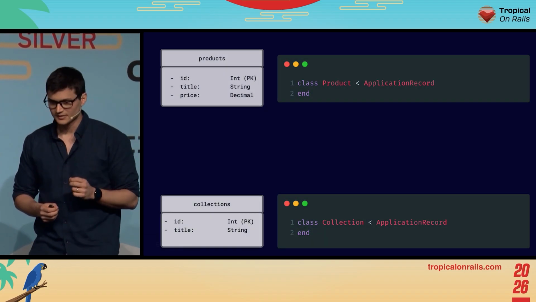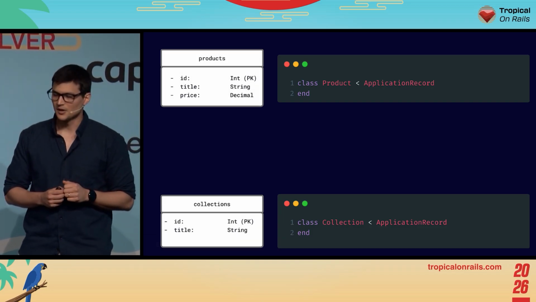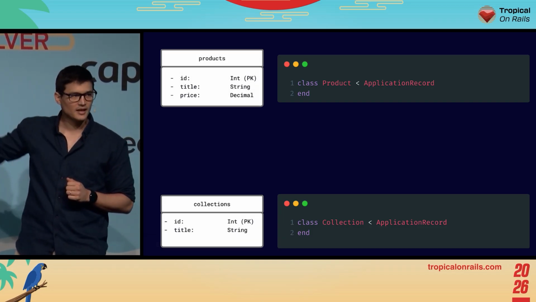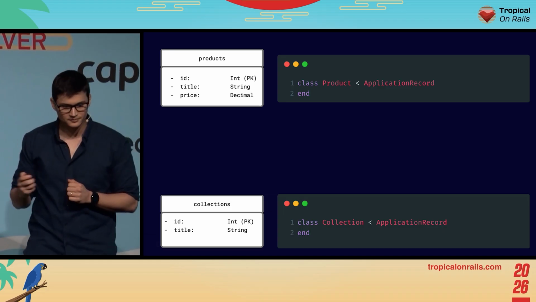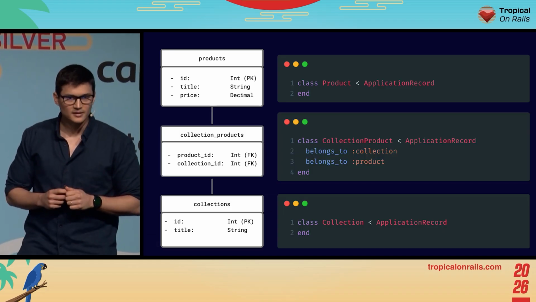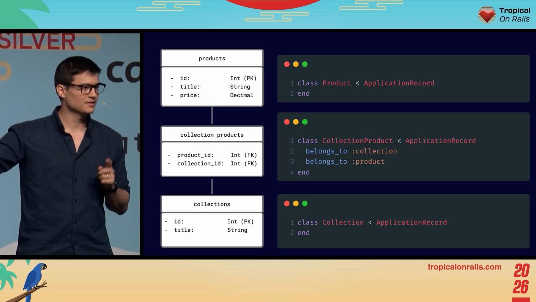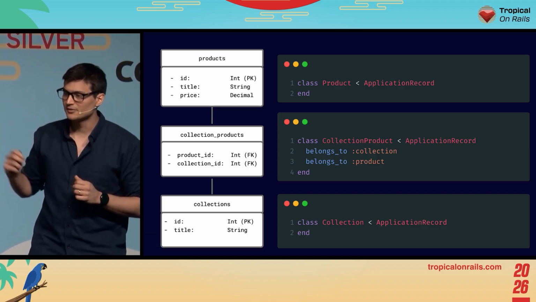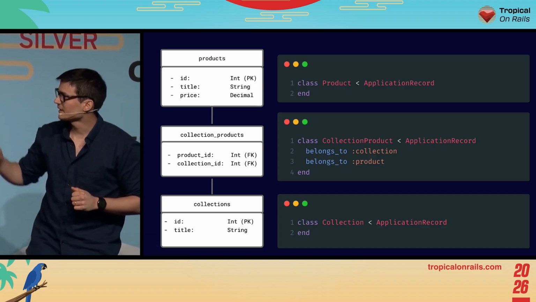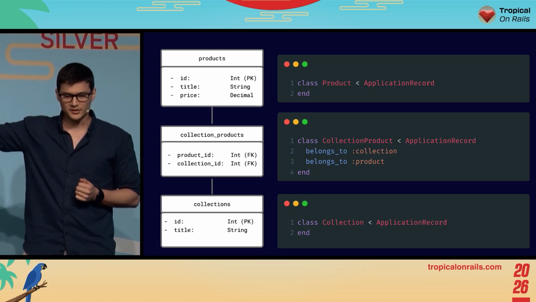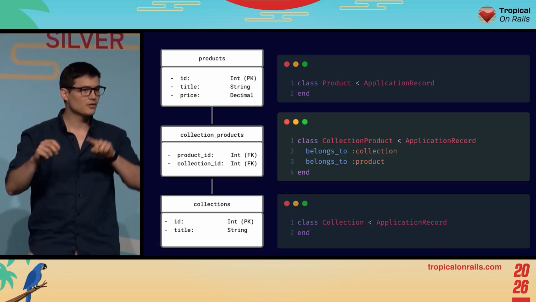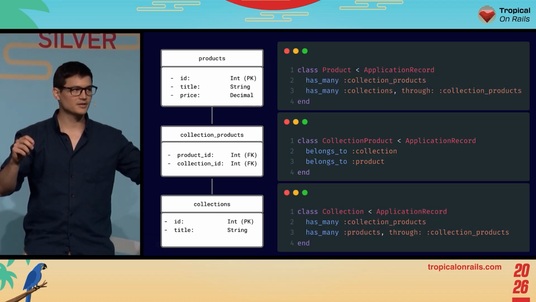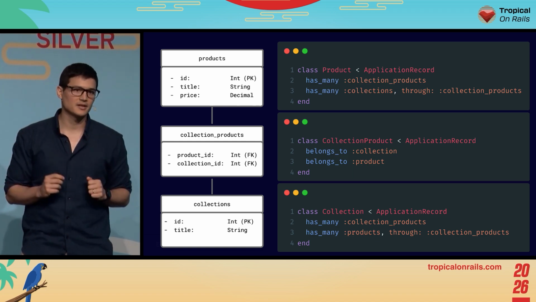Let's implement the models in the active record layer. We will start with the product and the collections active record model. The intermediate table belongs to the product, it belongs to the collection. This is a classic many-to-many relationship. So let's add the relations: a product has many collections through the intermediate table, and a collection has many products through the intermediate table.